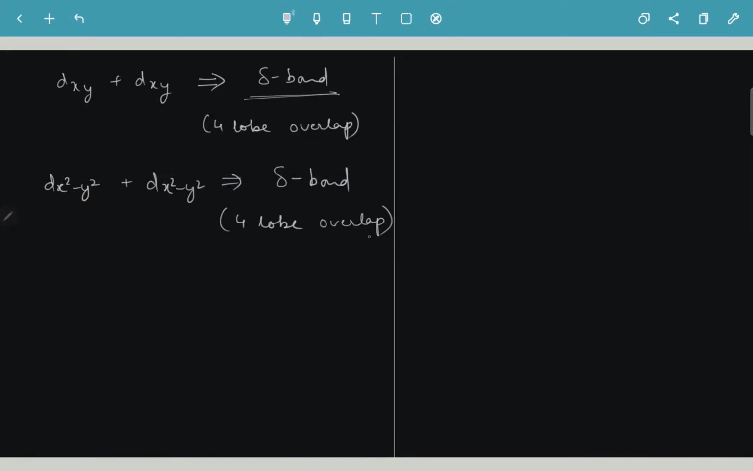अभी तक हमने जो overlaps किए हैं 2-lobe overlap या 1-lobe overlap किया है, ठीक है? 1-lobe overlap results in formation of sigma bond, 2-lobe overlap results in formation of a pi bond, a 4-lobe overlap results in formation of a delta bond. थोड़ा difficult है draw करना.